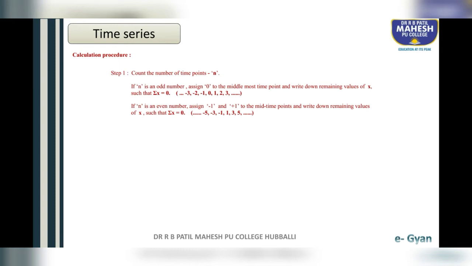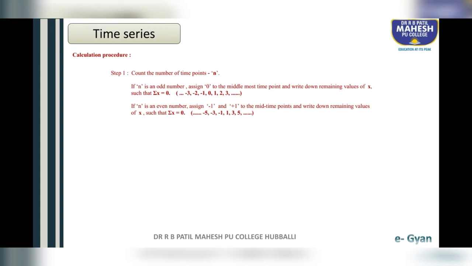In total we have three methods. One is fitting of a straight line trend, the second is the parabolic trend, and the last one is the exponential trend. Out of these three, one question is compulsory, and these three questions are purely 10-mark questions. So let us see, students, the calculation procedure.